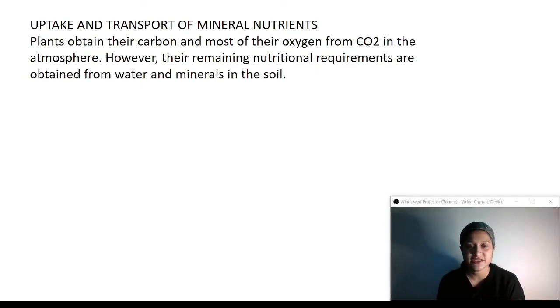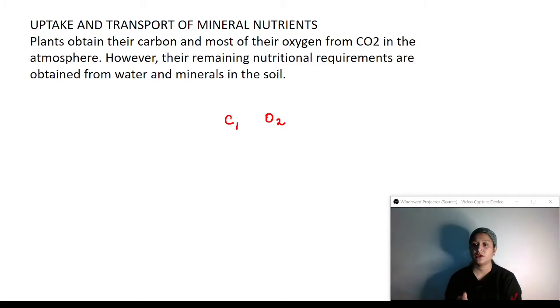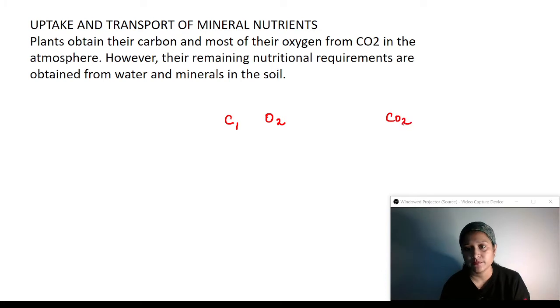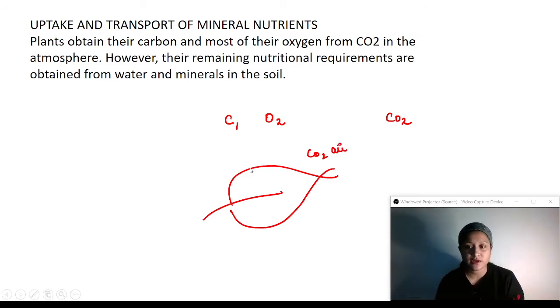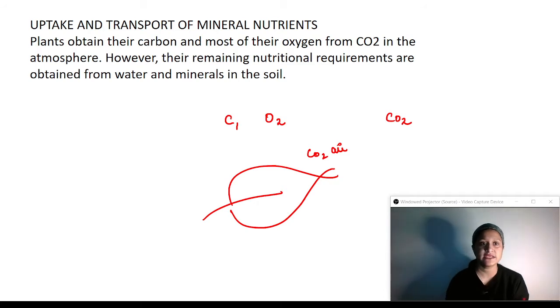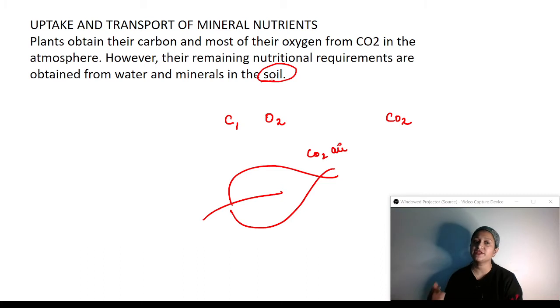Right, so let's begin this topic. We know that carbon and oxygen, these two mineral requirements, are fulfilled from carbon dioxide. So the plant takes carbon and oxygen from the carbon dioxide which is present in the air. Besides this, there are many other minerals which are needed by the plant. How are the other minerals taken? They are taken up from the soil. The rest of the mineral requirement is fulfilled by the soil.